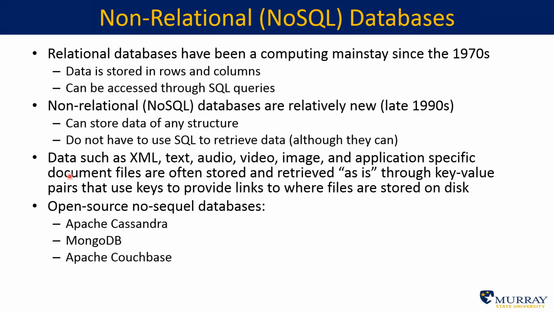Some examples of what non-relational or NoSQL databases are good at storing would be files, like XML data, text files, audio files, video files, images, and also application-specific document files. So basically, those files are stored as is, without breaking them down into rows and columns, and without specifying relationships. And then you have key-value pairs, so you can retrieve individual documents by using a key.